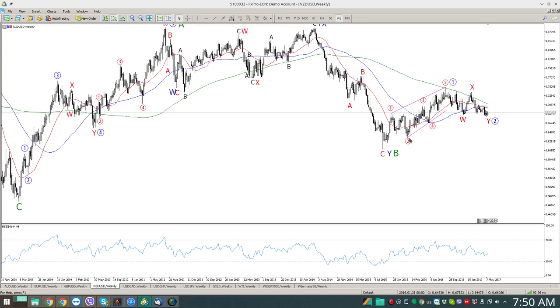And with that choppiness here, I can only think of this being a leading diagonal, like ABC wave 1, ABC wave 2, some ABC inside here for wave 3, and then wave 4, ABC for wave 5, and this is wave 1. This WXY, I'm not sure that it's completed yet. We may see another low here.